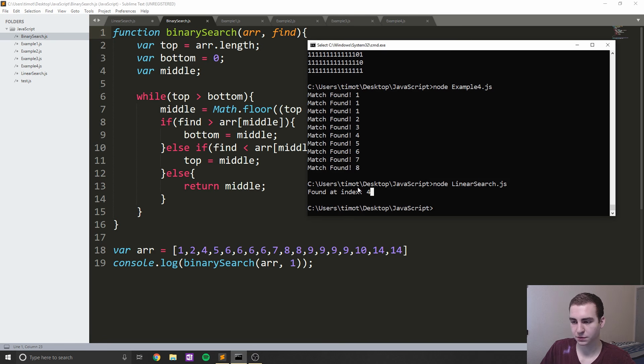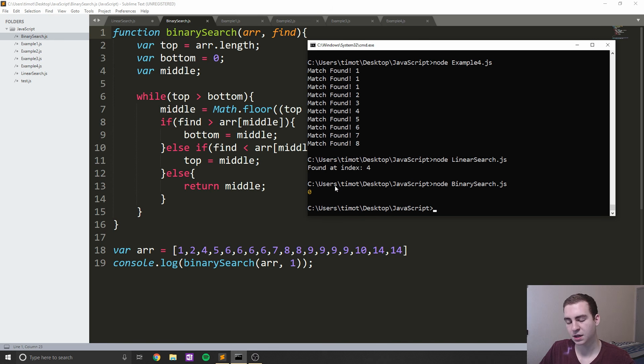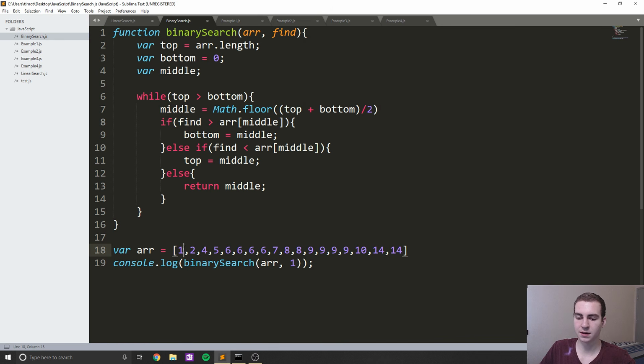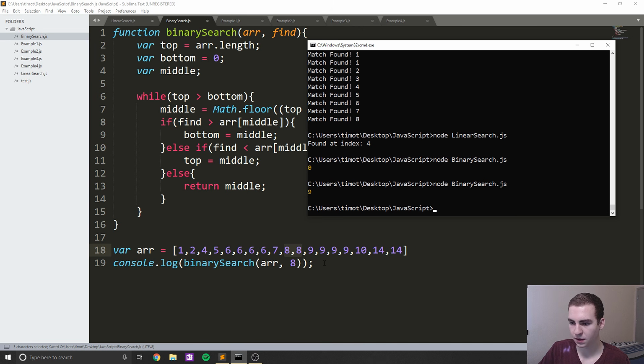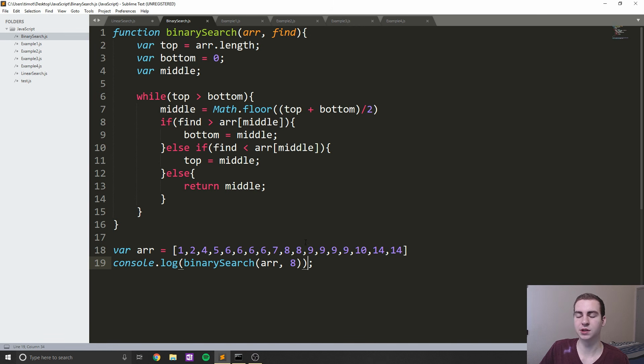So let's just run this first of all. By the way, I'm just using Node.js to run this stuff. I don't know if you guys care, but anyways, we'll run binary search JS, and you can see it finds 1 at index 0. If I change it to 8, I should find one of these 8s for us. So let's run this, and you see it finds it at index 9. And you can count the index if you don't believe me. So essentially it just finds the element.